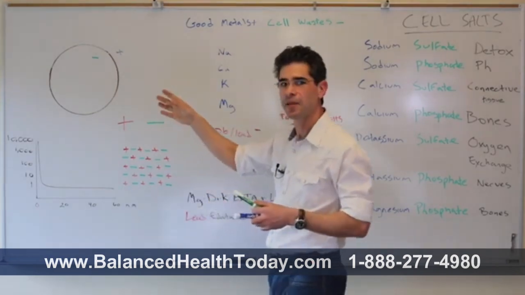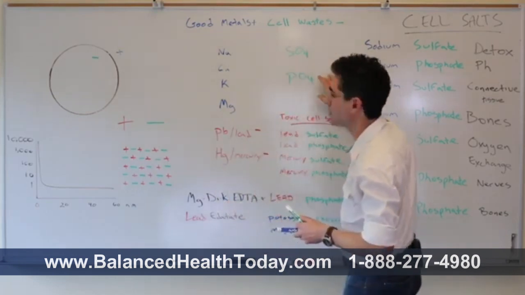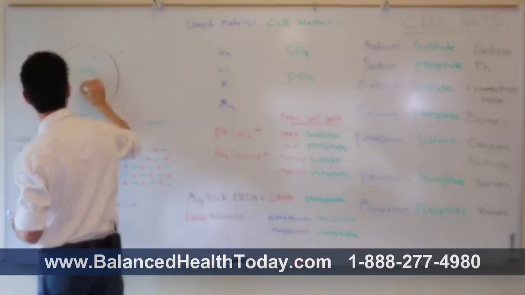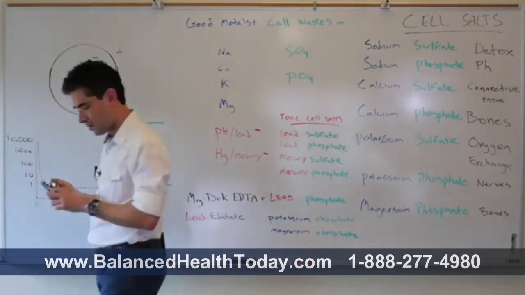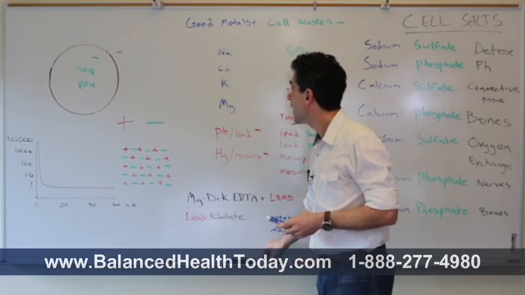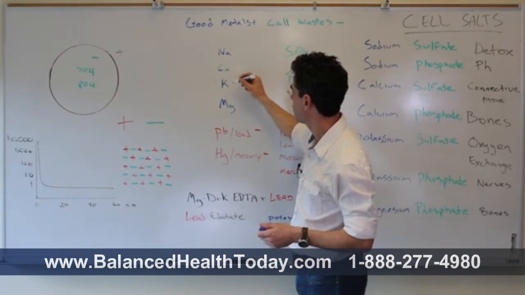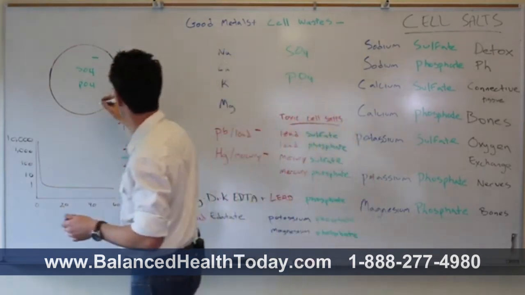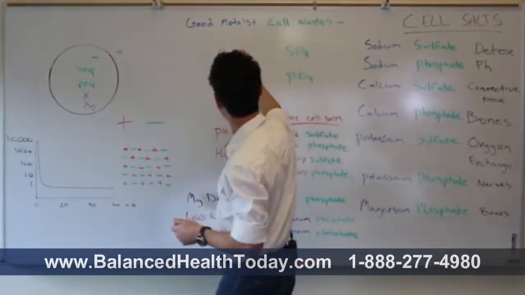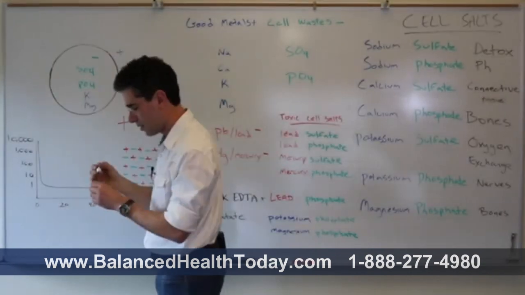So let's see, what kind of negative things do we have inside the cell? We have sulfates and phosphates, so let's put them in here. And these are normal metabolic waste products of the cell. And what else do we have inside the cell? Well, we have the intracellular metals, that would be mostly potassium and magnesium. And then outside the cell, we have the extracellular, which would be mostly the sodium and the calcium. All right.